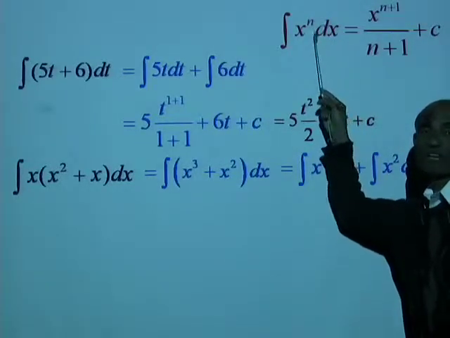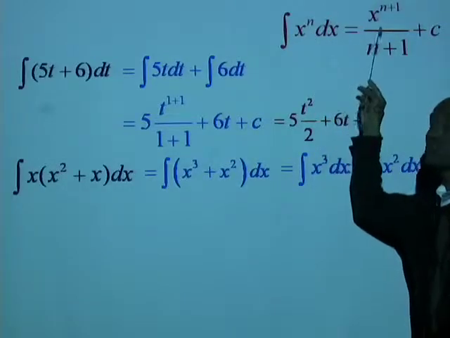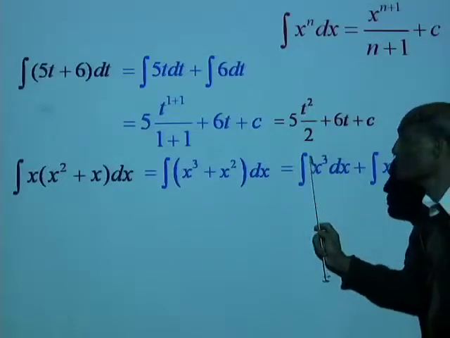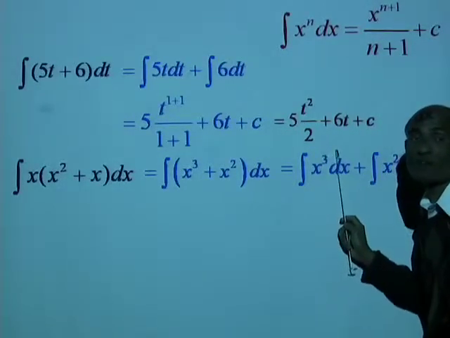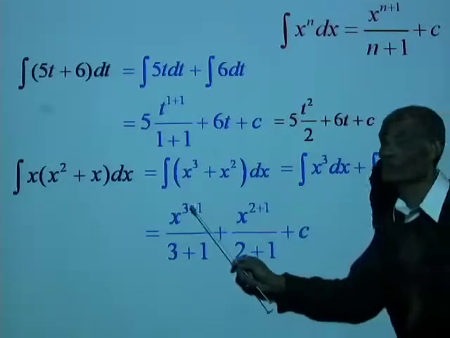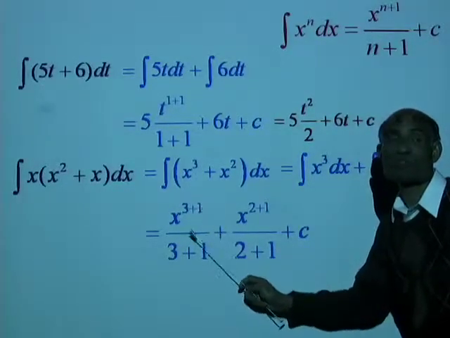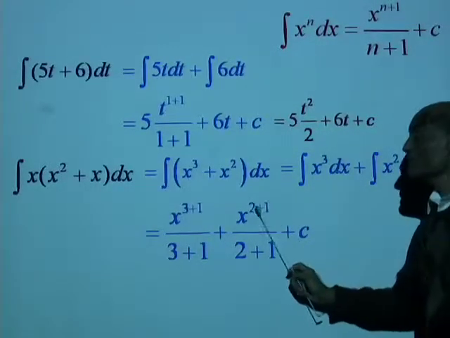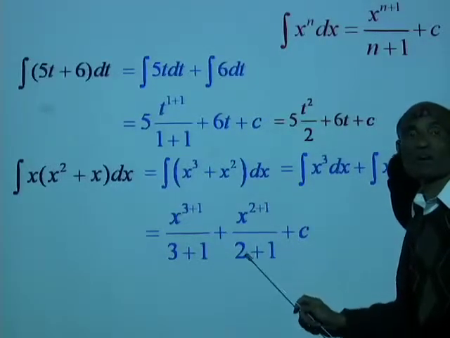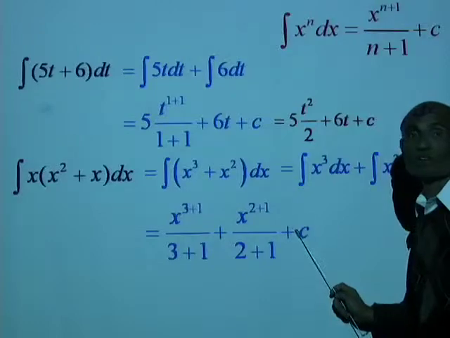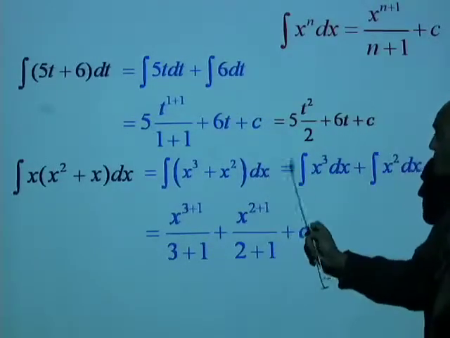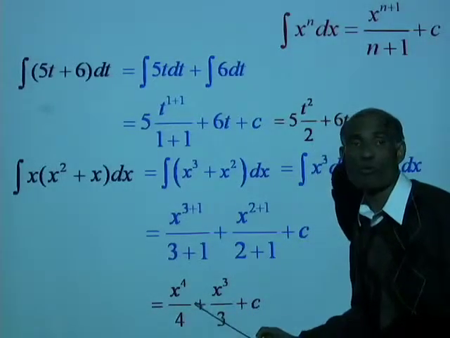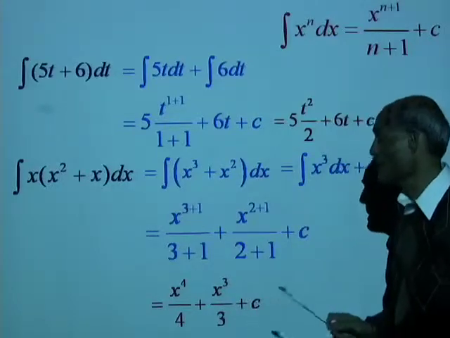Look at the power rule. Integral x to the power of n dx is x to the power of n plus 1 over n plus 1 plus c. So this will be x to the power of 3 plus 1 over 3 plus 1. There you are. That will be x to the power of 3 plus 1 over 3 plus 1 plus integral x squared dx is x to the power of 2 plus 1 over 2 plus 1 plus c. We need only add 1 c after integrating all the terms. And that will be x to the power of 4 over 4 plus x cubed over 3 plus c.